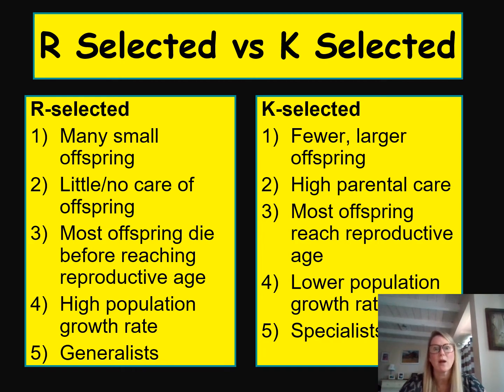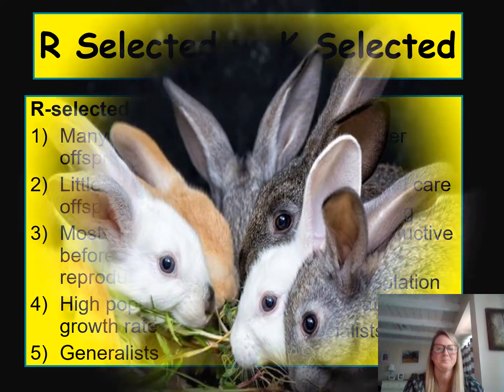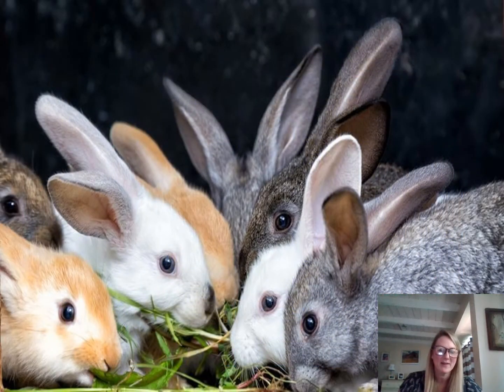So I'm going to go through a couple of examples here, and I want you to think about, are these R or K selected species? So our first picture here, we have our lovely bunny rabbits. So I hope you're thinking to yourself, yes, this is an R-selected species.